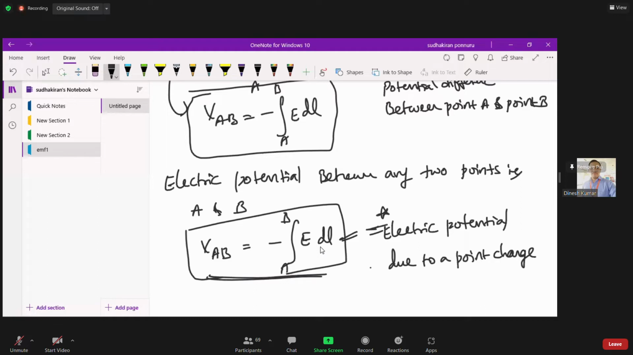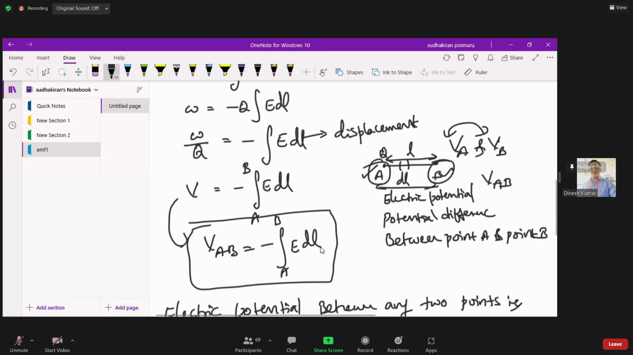So that point is important. Up to here they are going to ask for a 2 marks question. They may ask, try to define potential, define electric potential, or obtain the basic equation for potential between the 2 points. If they are asking that type of question, you can write up to here.